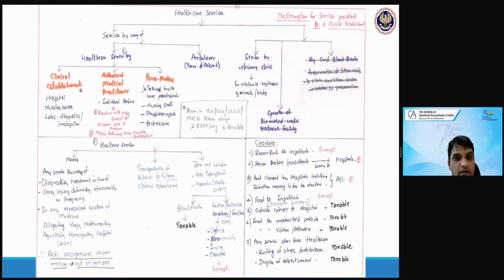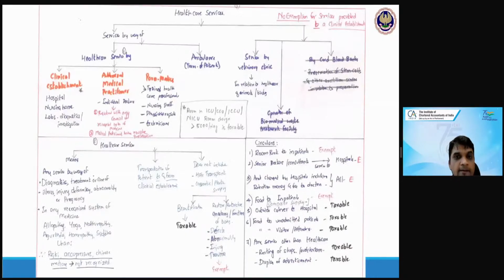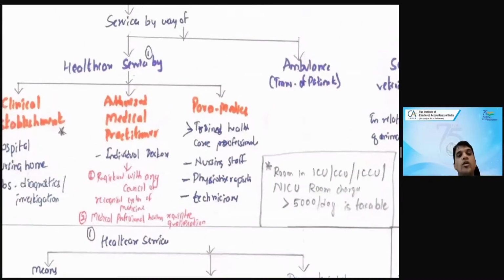This we have already seen the definition, right? Apart from this, any services by a veterinary clinic in relation to healthcare will be exempted. And you had the limit saying that, okay, all of this healthcare services will be exempted. But now they've brought in a limit saying that if your room charges, other than in ICU, CCU, and ICU, is more than 5,000 rupees per day, then that is taxable.